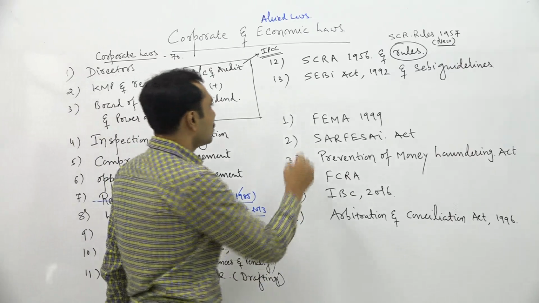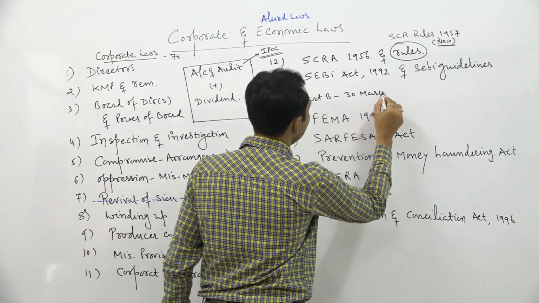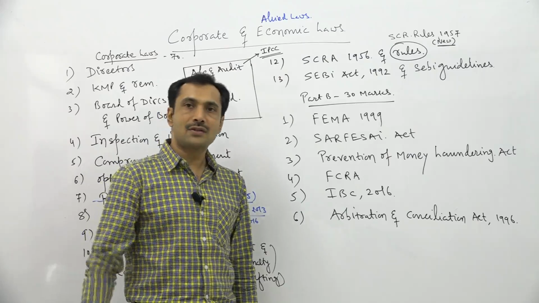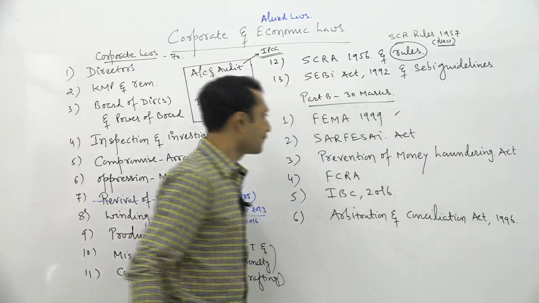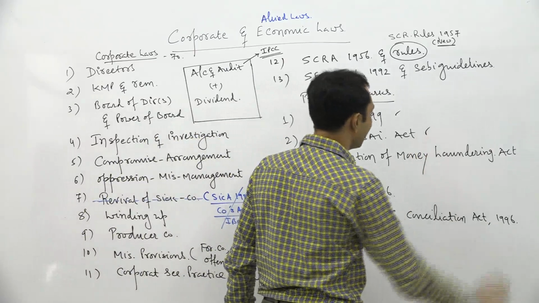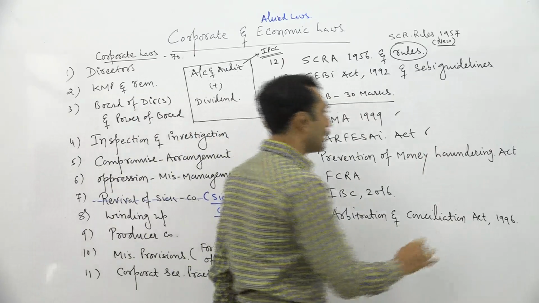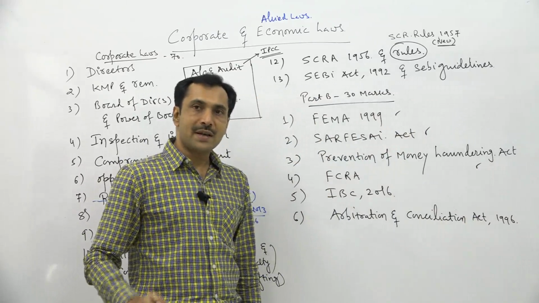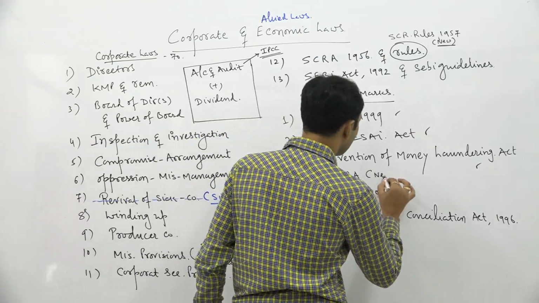Now talking about section 2, or you may say Part B, which is of 30 marks, economic law, right, which consists of the Foreign Exchange Management Act 1999, which was there under the old course, the SARFAESI Act, Securitization Act, which was also there under the old syllabus, the Prevention of Money Laundering Act, which was also there under the old syllabus. Now the point number 4 is FCRA, Foreign Contribution Regulation Act. It is something new, right?